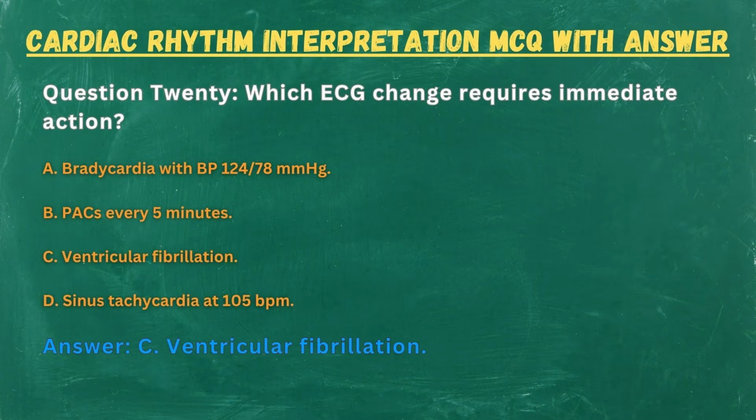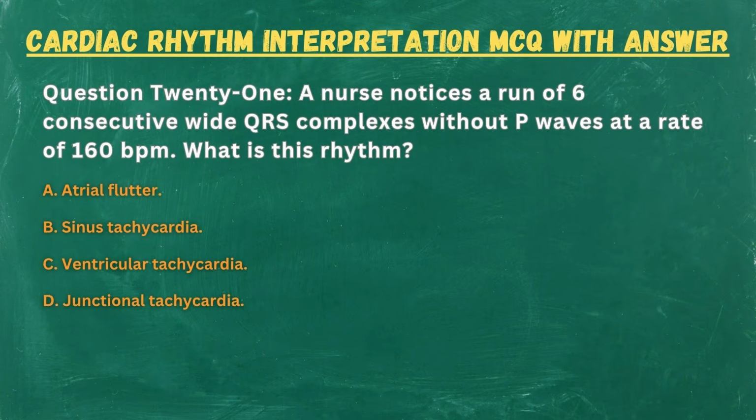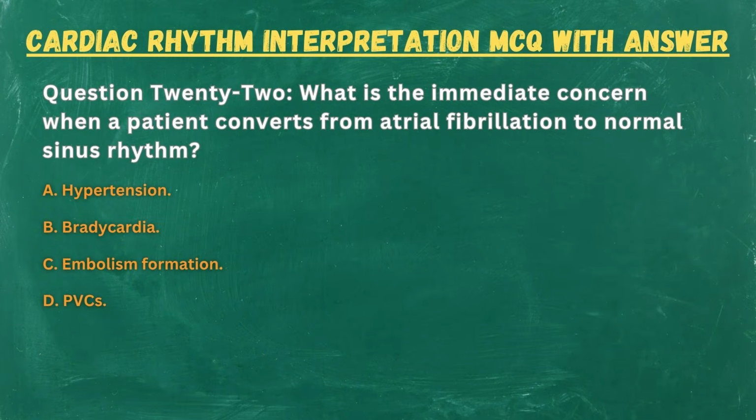Answer: C. Ventricular fibrillation. Question 21. A nurse notices a run of 6 consecutive wide QRS complexes without P waves at a rate of 160 BPM. What is this rhythm? A. Atrial flutter. B. Sinus tachycardia. C. Ventricular tachycardia. D. Junctional tachycardia. Answer: C. Ventricular tachycardia.